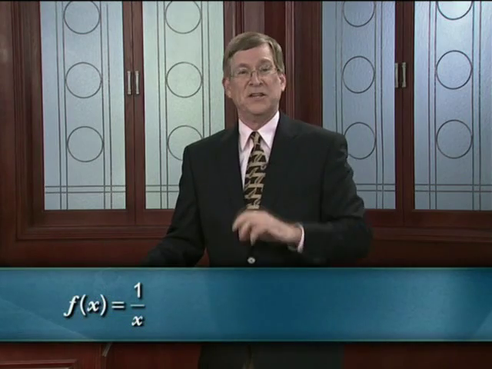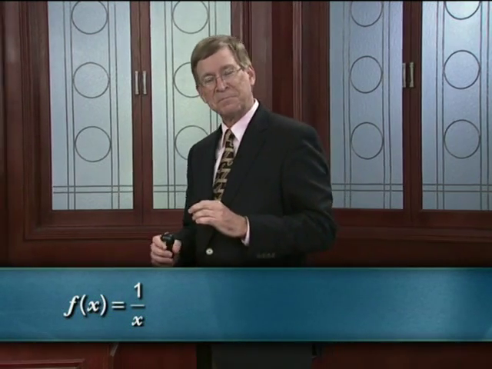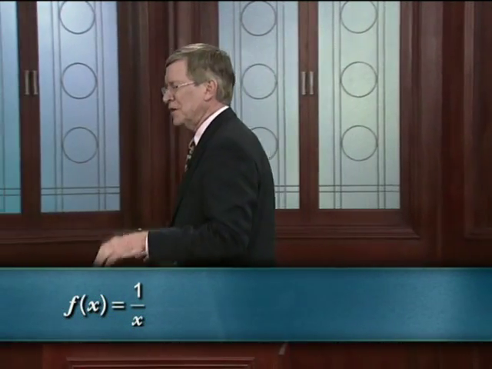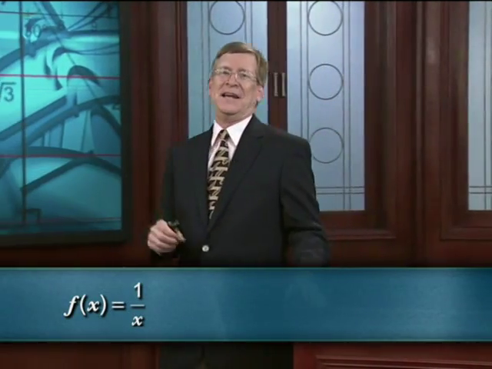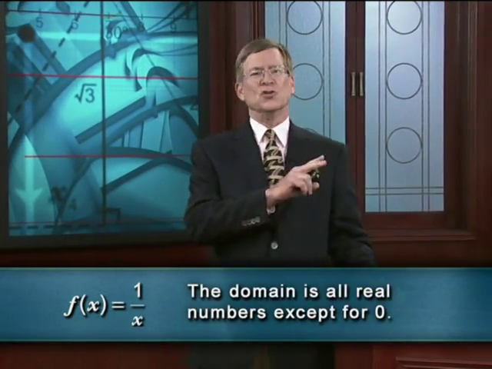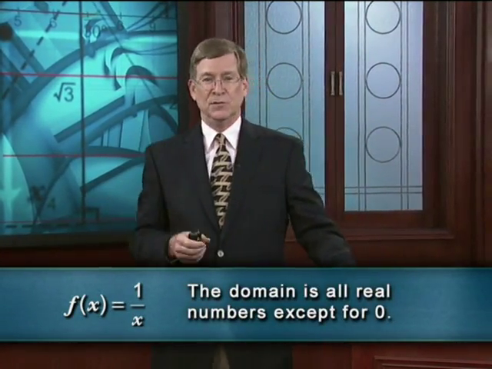So what's a rational function look like? What's the graph of a rational function? What attributes does it have? Well, let's look at perhaps the simplest example of a rational function, f of x equals 1 over x. And let's ask some good questions. What's the domain? Well, clearly x cannot be 0. So the domain is all real numbers except for 0.